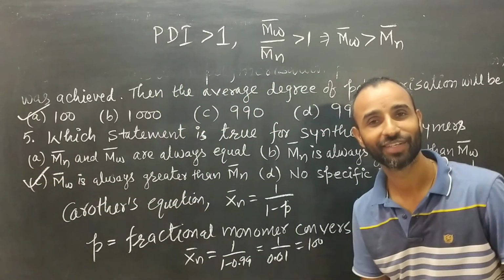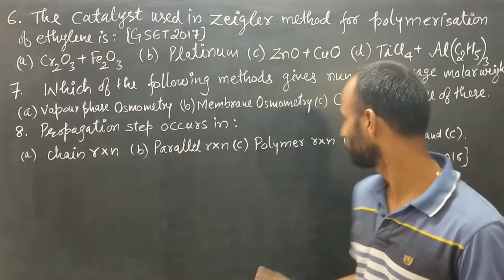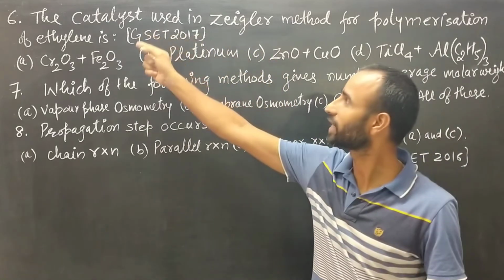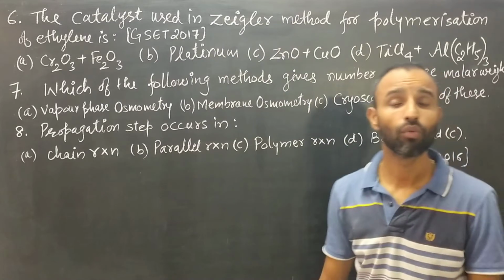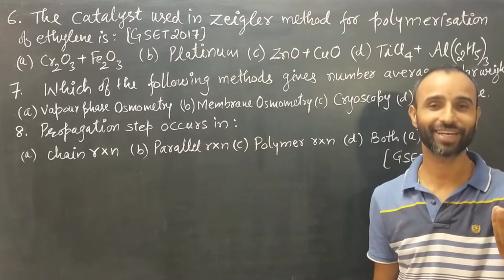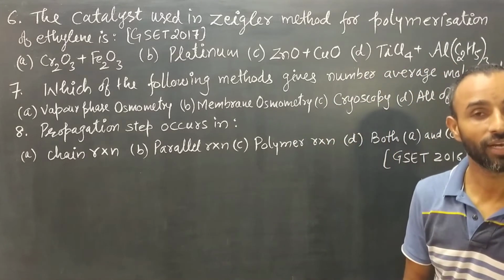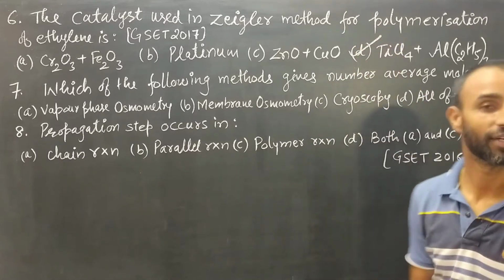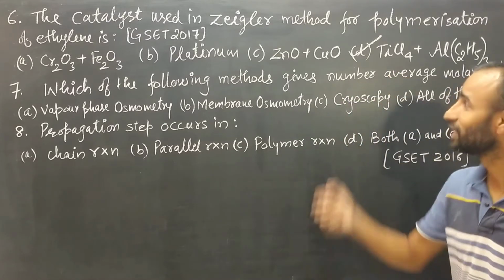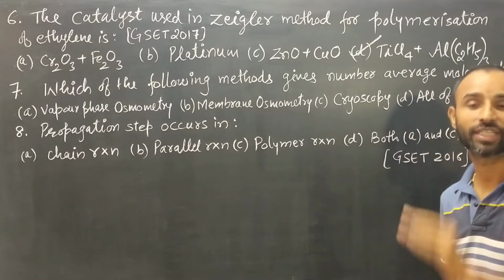Got it? Next, the sixth question is from GSET 2017, the 7th and 8th from GSET 2016. Very easy questions. First is the catalyst used in the Ziegler method for polymerization of ethylene. So the Ziegler-Natta catalyst, and that is titanium tetrachloride and triethyl aluminum. That is the right option. Everyone knows. If you don't know, then note this. This is the Ziegler-Natta catalyst. It is used to polymerize ethylene.